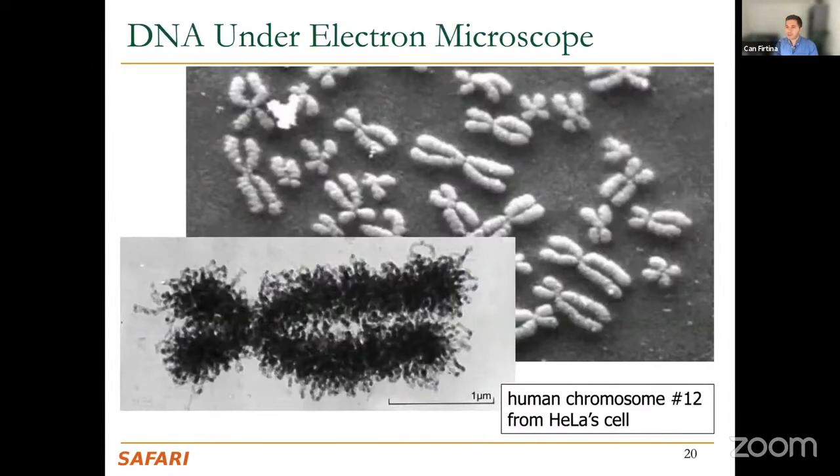So this is how it looks in reality under an electron microscope. This is essentially a pair of chromosomes. This is the centromere region, and these regions are telomeres.